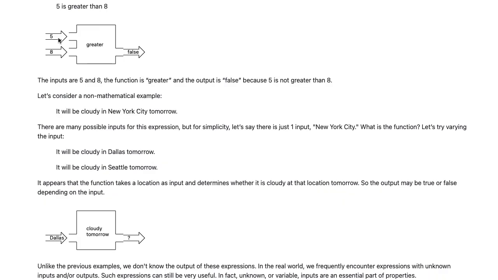Here is another example that says 5 is greater than 8. The inputs are 5 and 8. The function is called greater, and the output is false because 5 is not greater than 8.